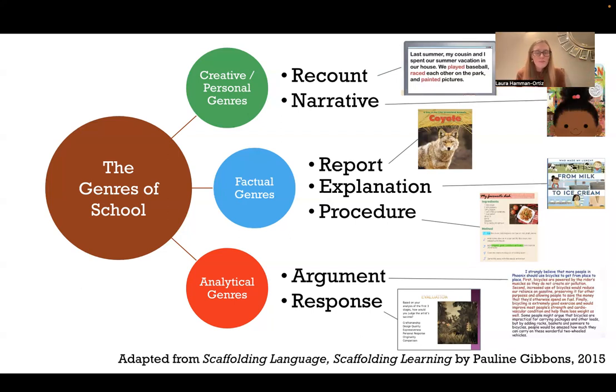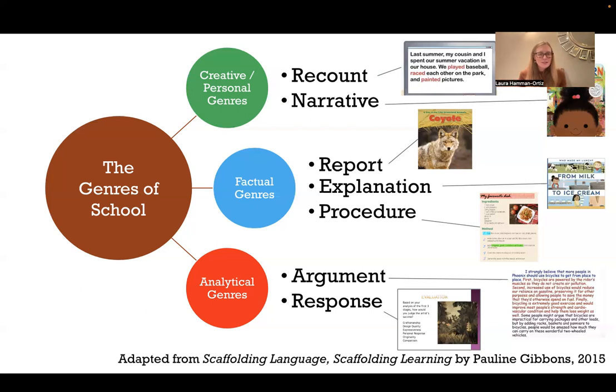Procedures, on the other hand, give specific instructions of how to do something. We often see procedures in science class that are giving step-by-step instructions. Recipes are an example of a real-life procedure that we often see outside of school. And then finally, analytical genres, which include arguments, where a student is writing essentially a persuasive piece from one perspective, trying to argue that perspective, or a response in which students are writing an evaluation of something. The most common responses that we see in our real world outside of school are reviews of movies, reviews of books, anytime we're responding to, analyzing, or evaluating something that we've engaged with.